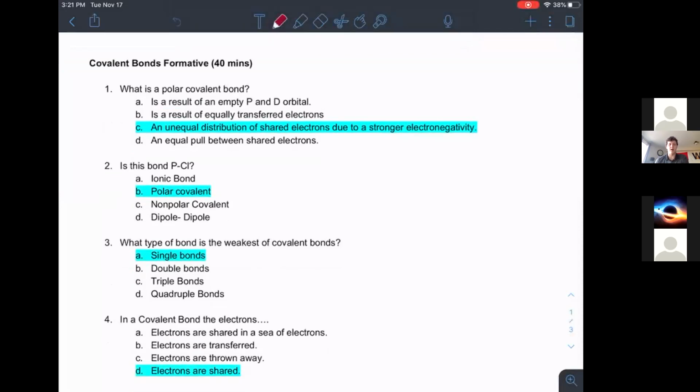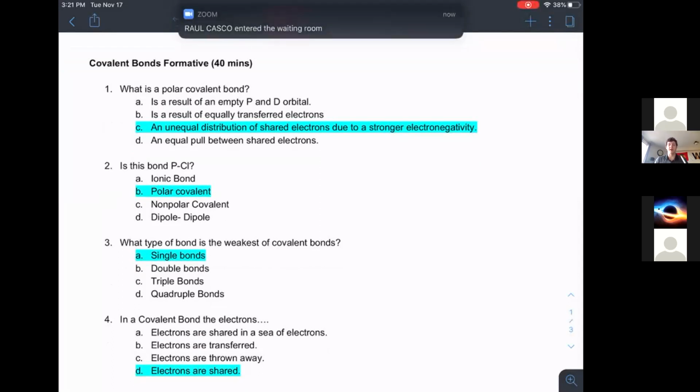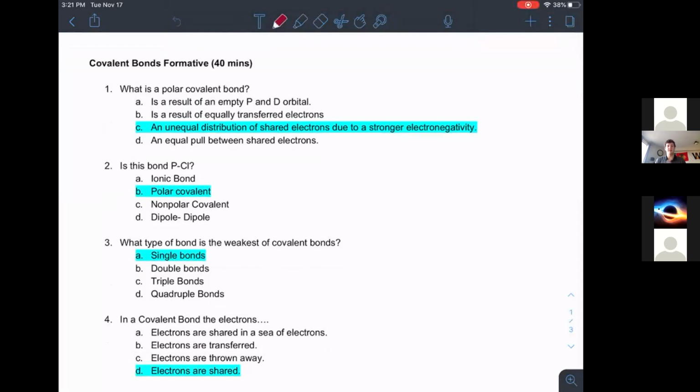I'm not going to go through the wrong answers, but number one, it says what is a polar covalent bond? That's an unequal share or distribution of a shared pair of electrons due to a large electronegativity difference. So for number one, we were looking for electronegativity. The difference in electronegativity creates an unequal share of electrons, which causes it to be a polar covalent bond.